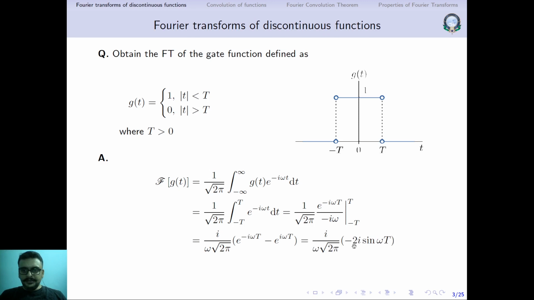This is nothing but minus twice i sine omega t. And then this minus and this minus, we get this minus is there, and then we have an i and i square, which will give us another minus. So overall this will be plus. So this gives us the Fourier transform of the gate function to be twice sine omega t divided by omega under root twice pi. So that's the Fourier transform of the gate function.